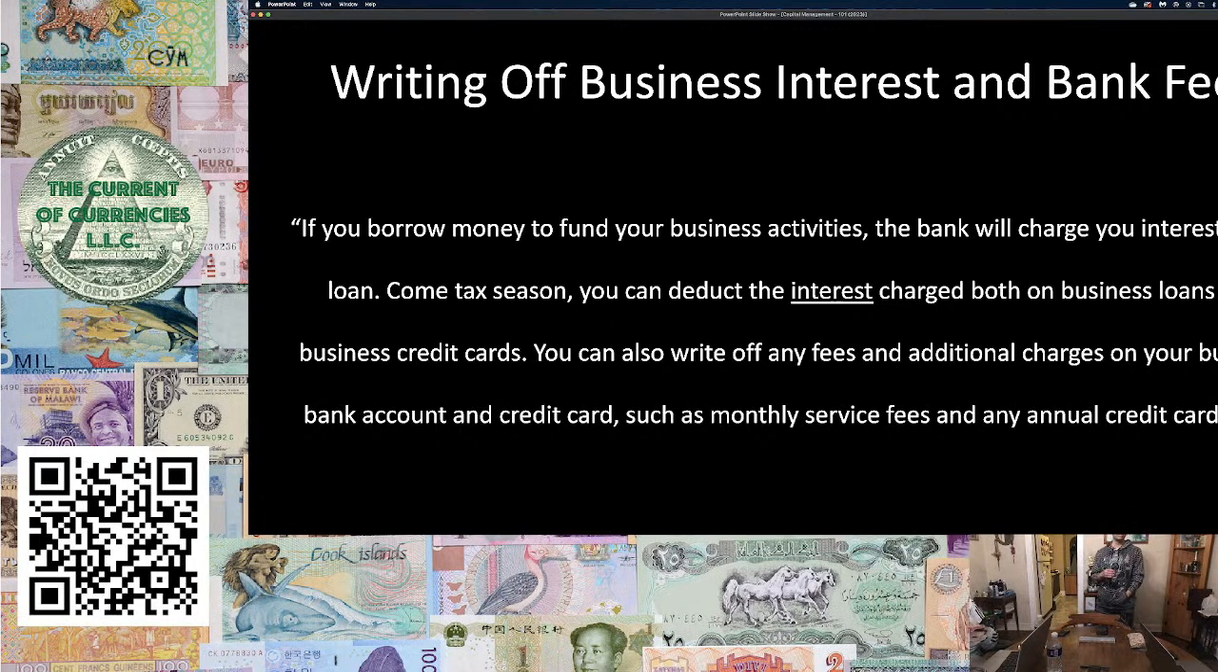Writing off business interest and bank fees. If you borrow money to fund your business activities, the bank will charge you interest on the loan. Come tax season, you can deduct the interest charged both on business loans and business credit cards. You can also write off any fees and additional charges of your business bank account and credit card, such as monthly service fees and any other annual credit card fees. So I'm sure we all use credit here in one form or another. And again, having the ability to write off that interest can save you a ton of money.